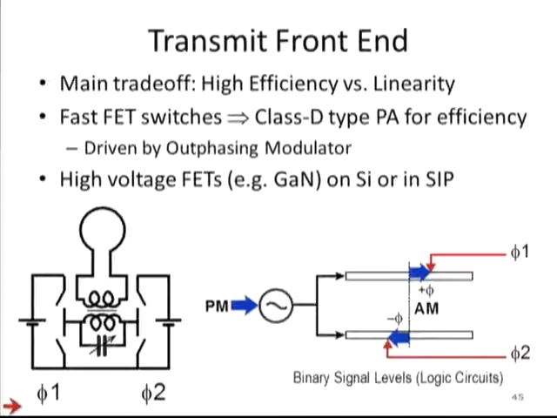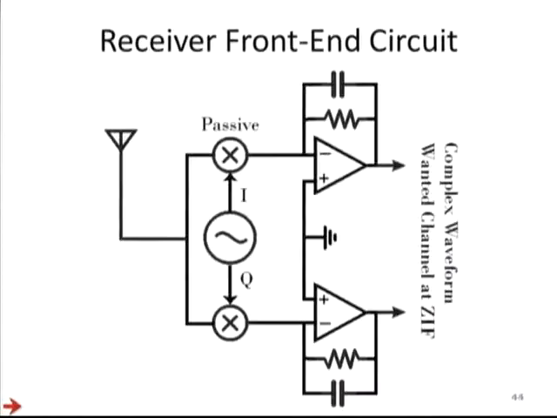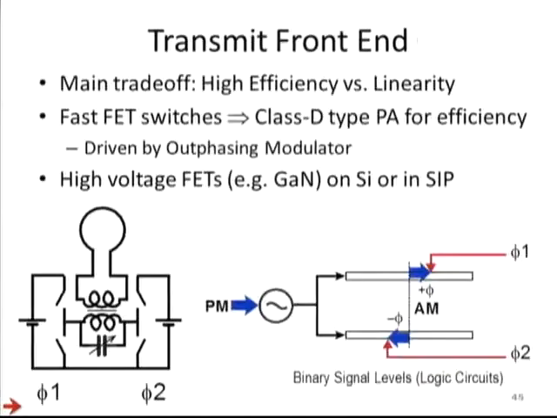The key to making good transmitters of the future is fast FET switches, and they could be used in something like a Class D type power amplifier for high efficiency. So we could have fixed voltage sources here and these fast switches that are turning on and off at the radio frequency, commutating the voltage across a floating load and going directly to the antenna.